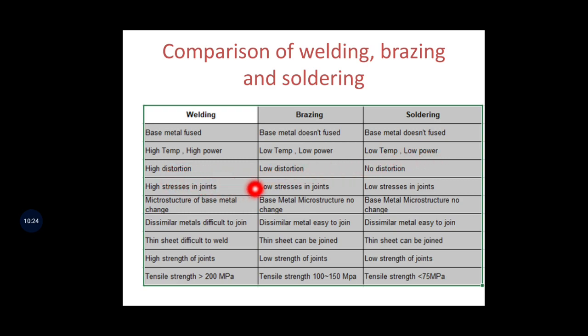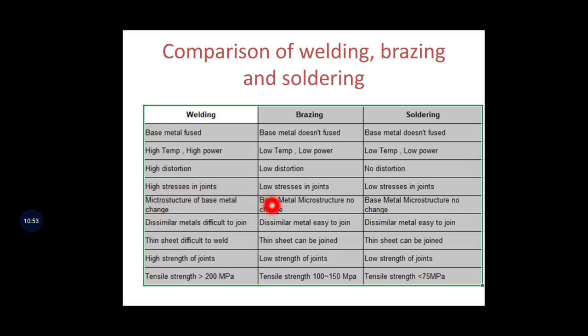Next, high distortion, low distortion, no distortion. Why high distortion in welding? Because of the high temperature. Here there is low distortion because some temperature is there, so some distortion will be there. Distortion means the grain structure, the microstructure and grain boundaries, will be disturbed. In soldering there is no distortion because the temperature is very low, less than 450 degrees Celsius.